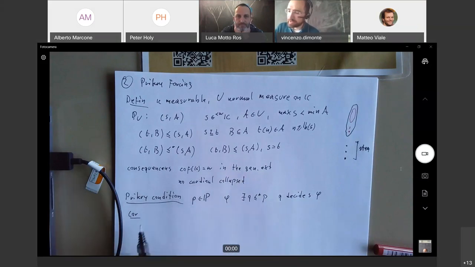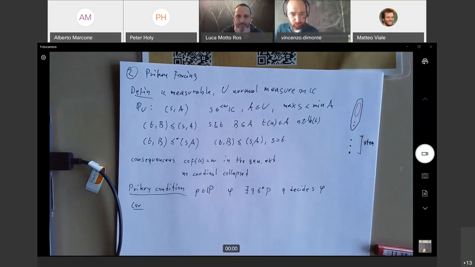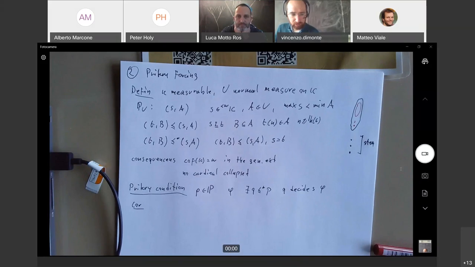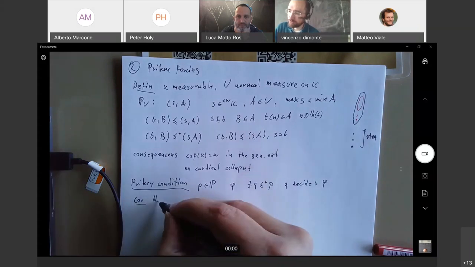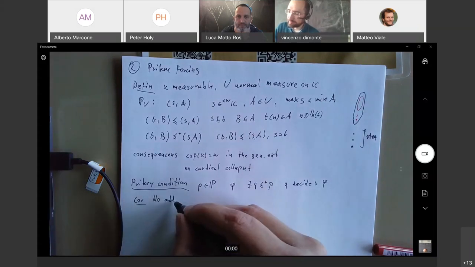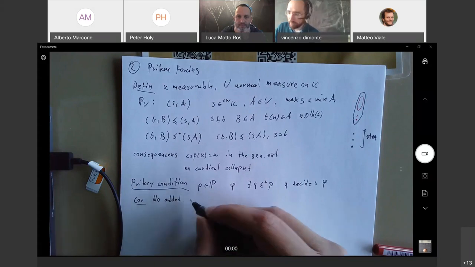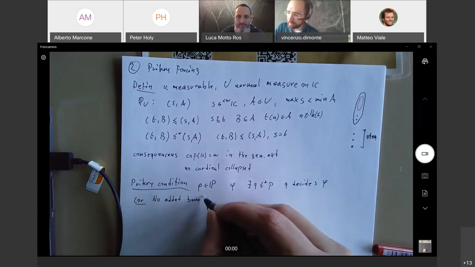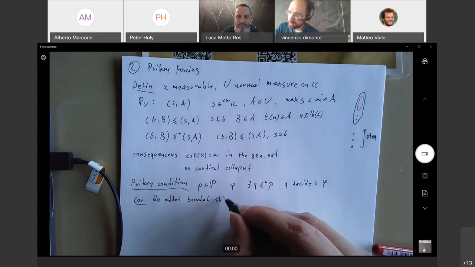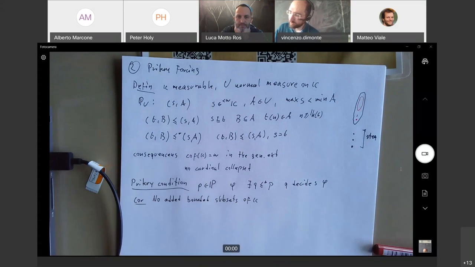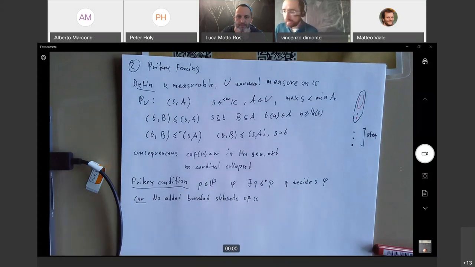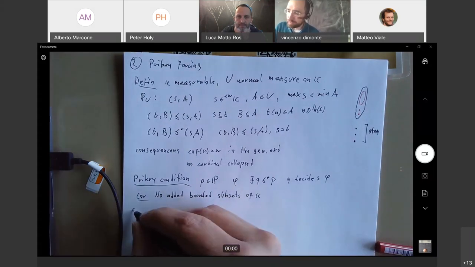And so, for example, I'm going to show you just a little bit. Maybe it's late. So no added bounded subsets of kappa. Okay, this doesn't say anything about the dense set, so there is the strong Prikry condition.